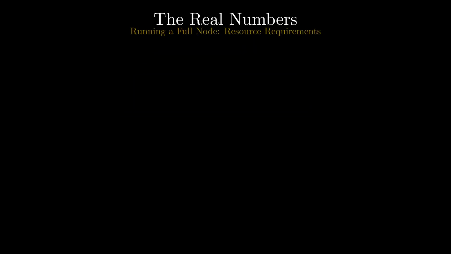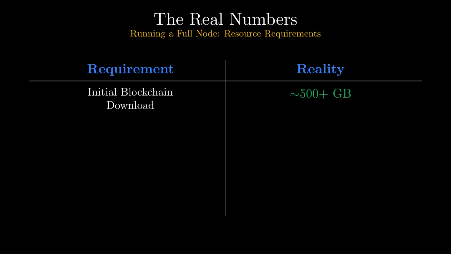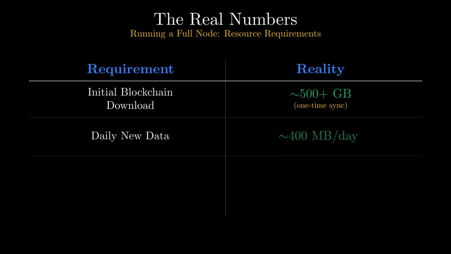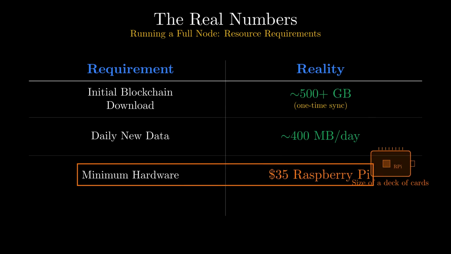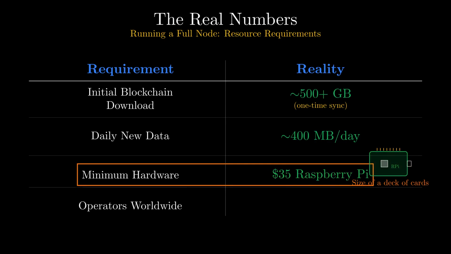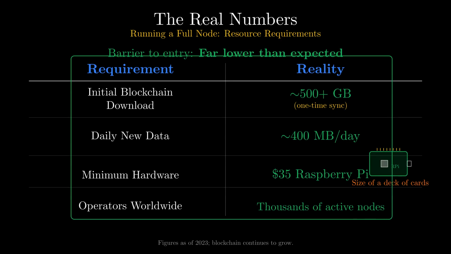The obvious objection: this sounds expensive and resource heavy. Here are the real numbers. Initial blockchain download, over 500 gigabytes. That's a one-time sync. Daily new data after that, roughly 400 megabytes per day. The hardware requirement is surprisingly low. A Raspberry Pi, a $35 single board computer the size of a deck of cards, handles it. Thousands of node operators already run their nodes on hardware like this. Storage is cheap, bandwidth is modest, so the barrier to entry is far lower than most people expect.